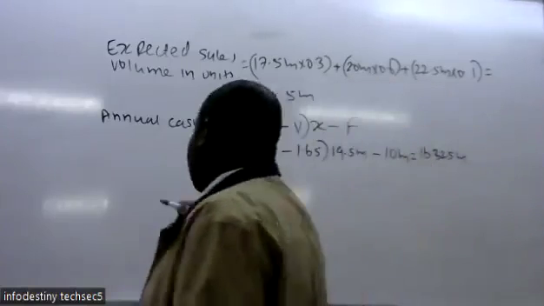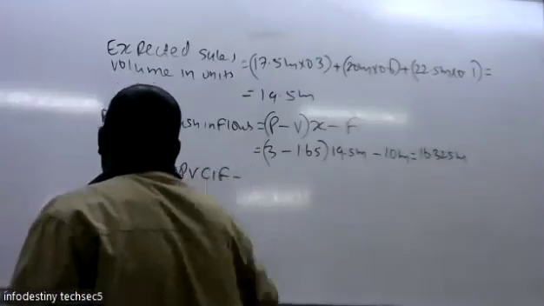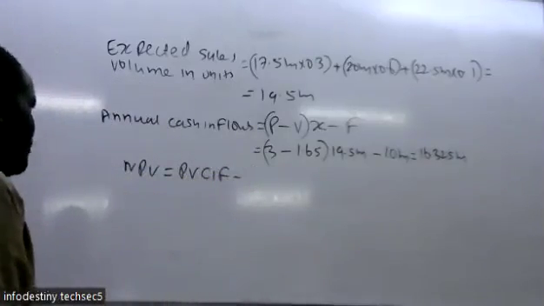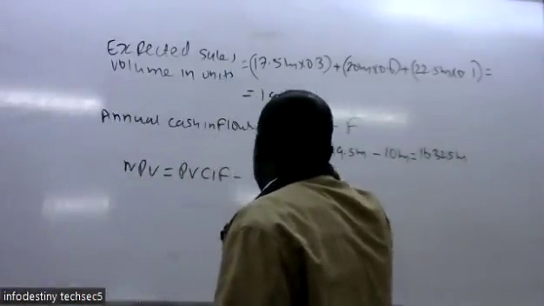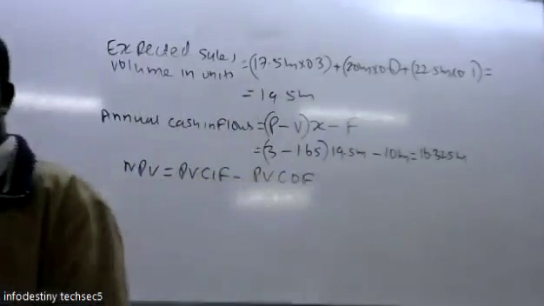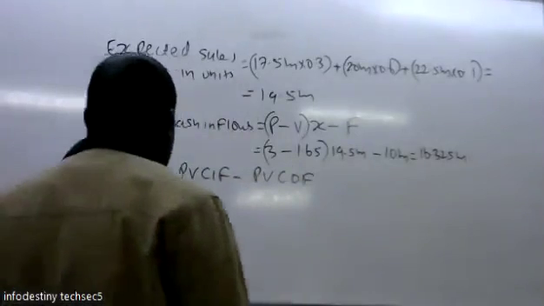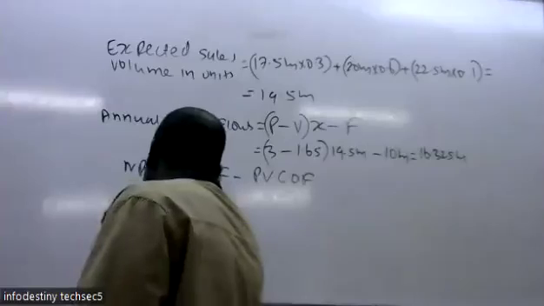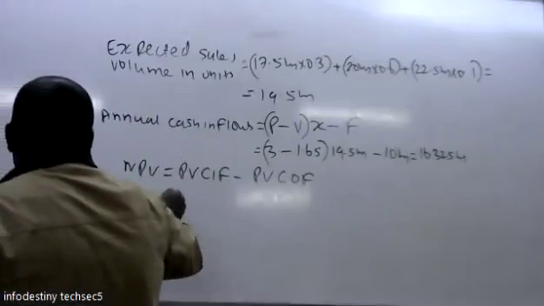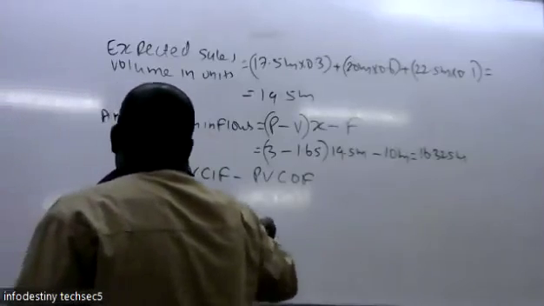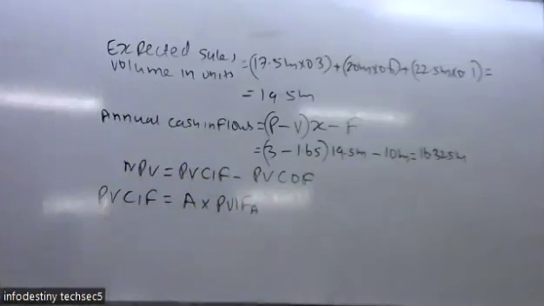So we are calculating the NPV. NPV is given by the present value of the cash inflows minus the present value of the cash outflows. The present value of the cash inflows is where we take the annuity and multiply by the present value interest factor for the annuity.